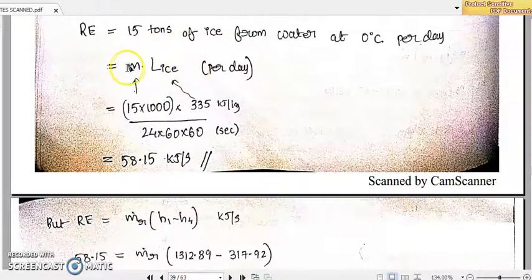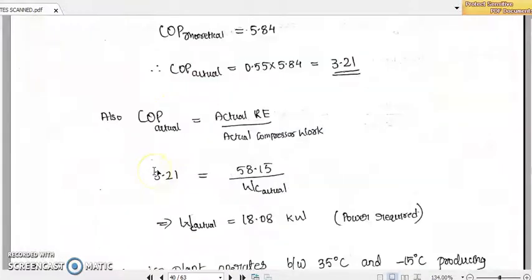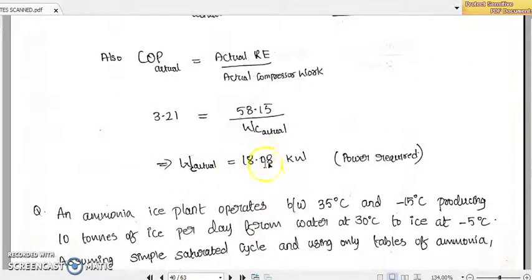From the latent heat transfer producing 15 tons of ice from water at 0 degrees Celsius per day, we have already found out the actual refrigeration effect, 58.15. Okay, so from this relation the only unknown term now will be the actual work done by the compressor. We can cross multiply, and we can find the actual compressor work as 18.08 kilowatt. This will be the power required. Okay, so this is the end of our problem.